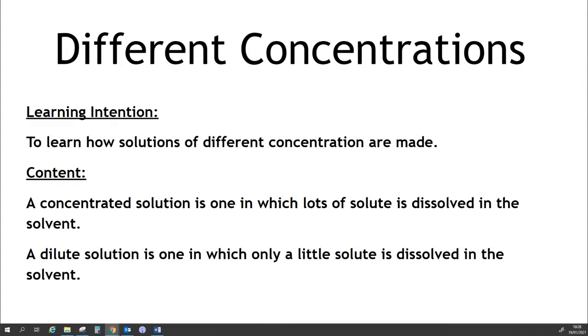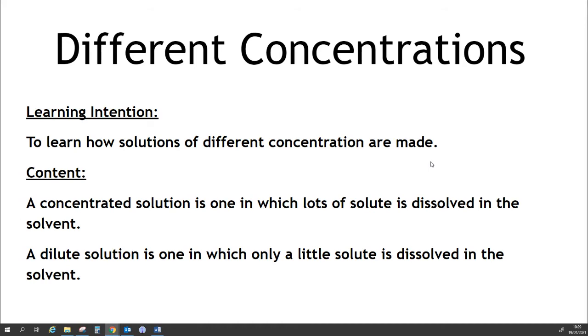Good morning, S1. Today we're going to look at different concentrations and how to make saturated solutions. So by the end of this video, we'll have learned how solutions of different concentrations can be made, and we'll have looked at saturation. The content, so the knowledge for this lesson, is as follows, and then I will explain it.